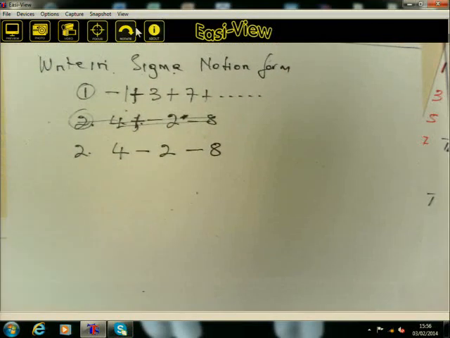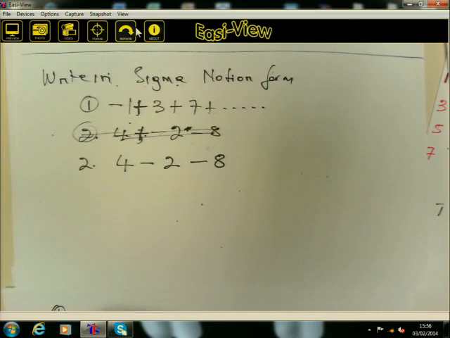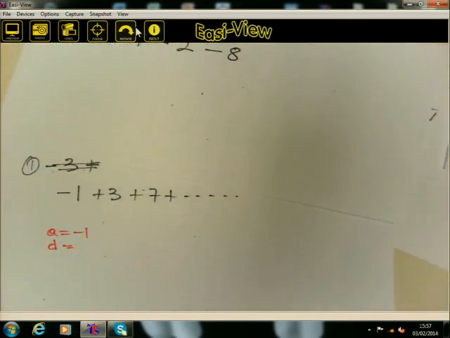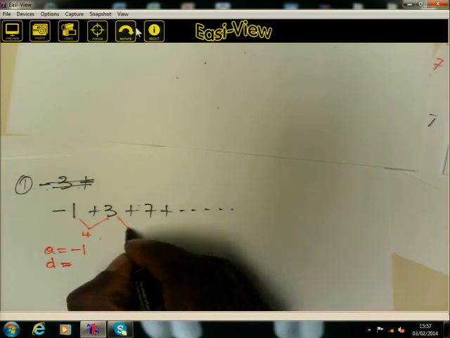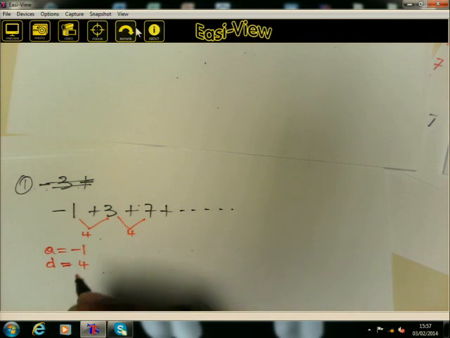Then let's start. The first one is given as -3 plus, not -3, but -1 plus 3 plus 7 plus, that is the sigma notation. We want to write it in a sigma notation. We said the very first thing that we need to do, we need to realize or get our general term. In this case, A is equal to -1. What is D? D is equal to 3 minus 1, which is 4. In other words, here the difference is 4. 7 minus 3, the difference there is 4. It means our difference there is equal to 4.